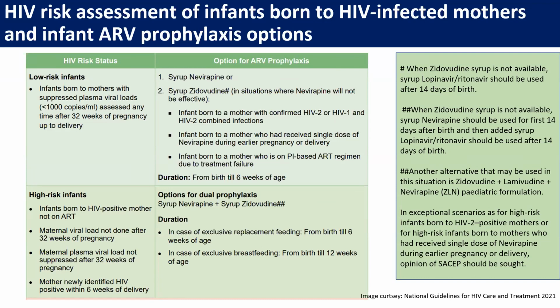Whereas high-risk infants are defined as infants born to an HIV-positive mother not on ART, or where a maternal viral load could not be done after 32 weeks of pregnancy, or where the maternal viral load, when done after 32 weeks of pregnancy, shows the viral load is not suppressed, or any mother who is newly identified with HIV infection within 6 weeks of delivery. In all these cases, the infants are called high-risk infants, and you need to give dual prophylaxis, that is nevirapine and zidovudine.